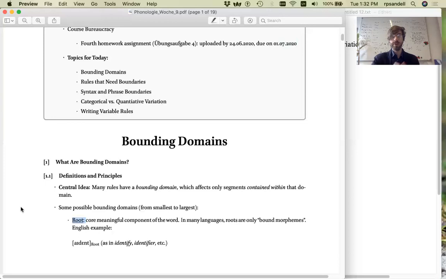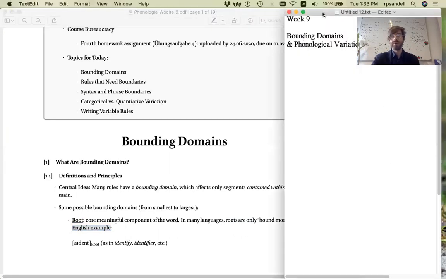Normally a word consists minimally of something that we can call a root. It has the core meaningful component. And in some languages where there is a lot of inflectional morphology, where words need to be marked, say, for case and number on nouns, or person and number on verbs, then roots may only be bound. In languages like English or German, we can have a lot of roots that also freely occur as words.